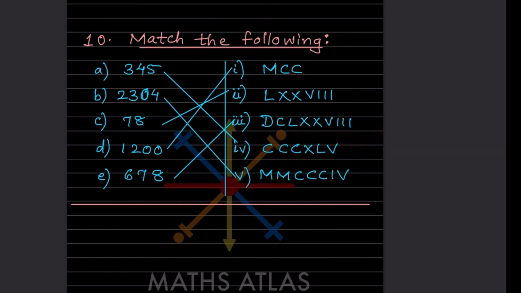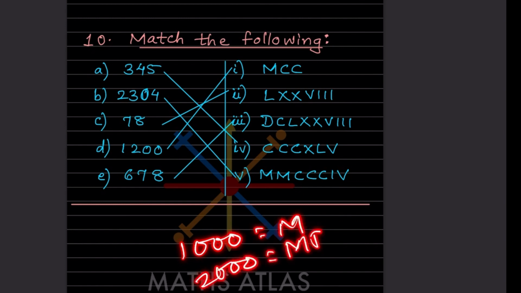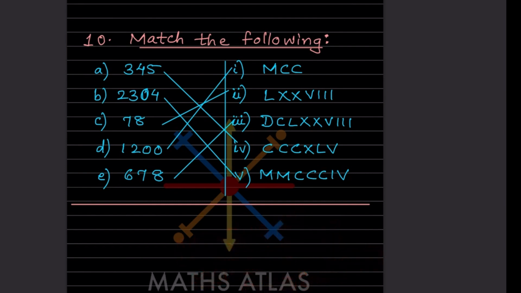Now 2304. 1000 is M. So 2000 is going to be 2M. Okay, and 300, as I told you, 100 is C, so 300 is CCC. That also I have put in the table in the previous video. We can check for that. Okay, and then comes 4. So what I am going to do here, this will be the answer. This is for 2000. This is for 300 and this is 4. So you have to match the second one over here.